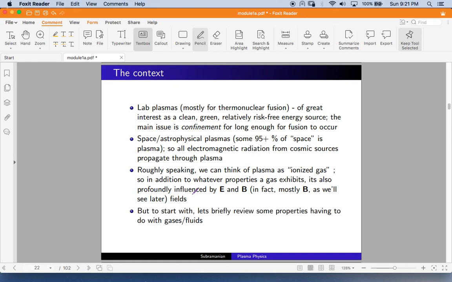Roughly speaking, this is how you can think of a plasma. To start with, and we will take this up in the next lecture, we will briefly review some properties having to do with gases or fluids. What we will do is review things like what you mean by particle density of a gas, what you mean by temperature of a gas, and where that came from. These are essentially basics from kinetic theory. So we will start with this in the next lecture.